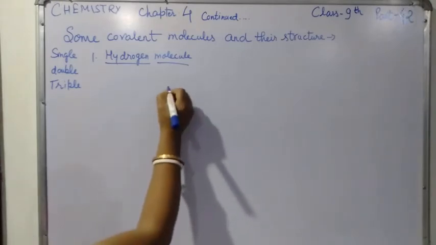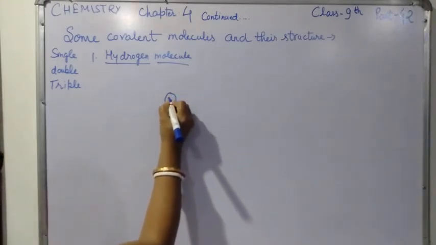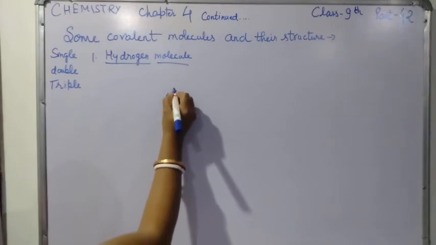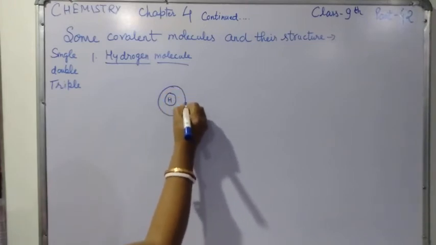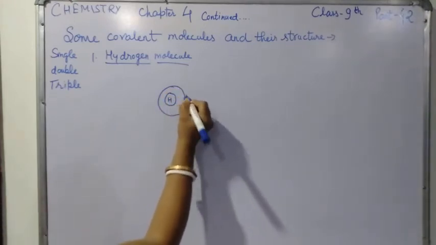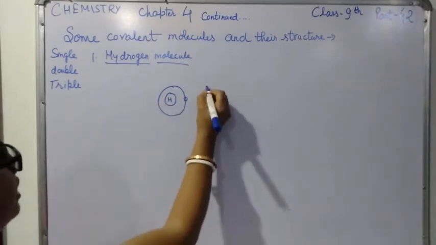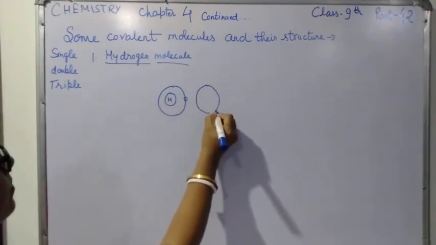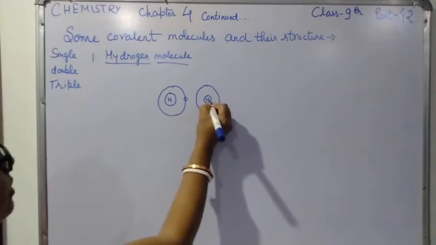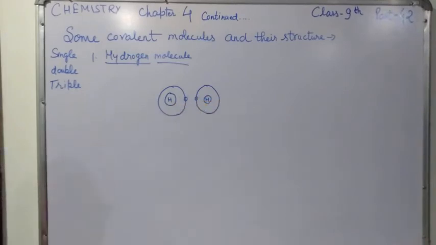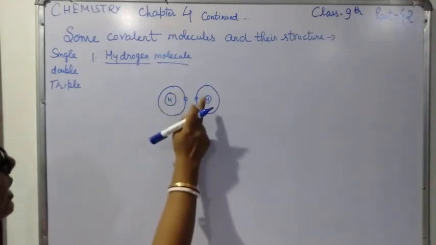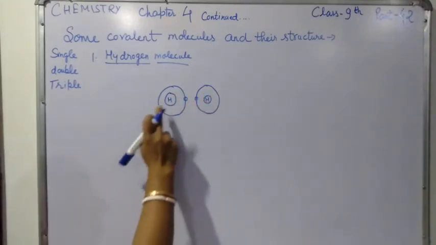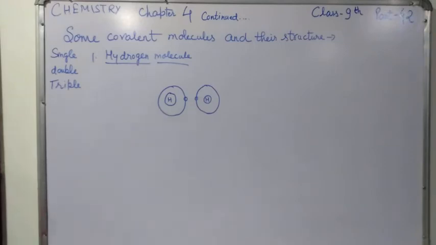So what do you have to draw? This is one hydrogen atom, with one electron in its outermost shell. It is the second hydrogen atom, with one electron in its outermost shell. So both hydrogen atoms have to complete their duplet.